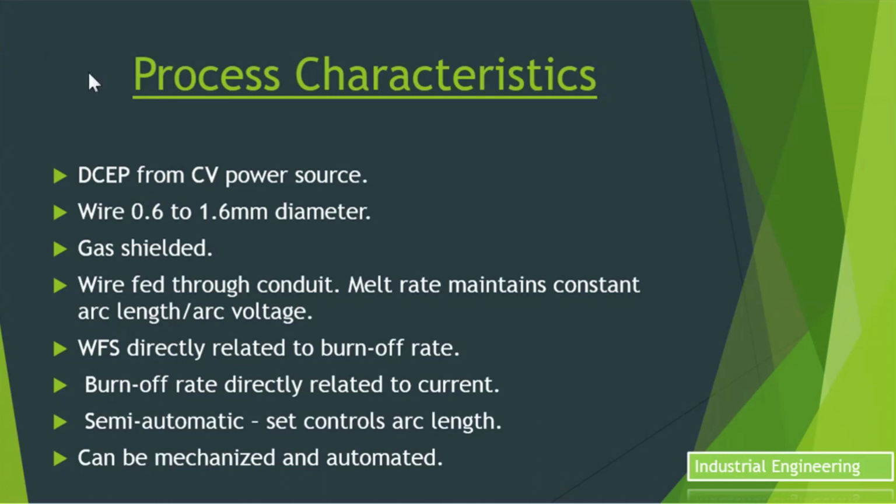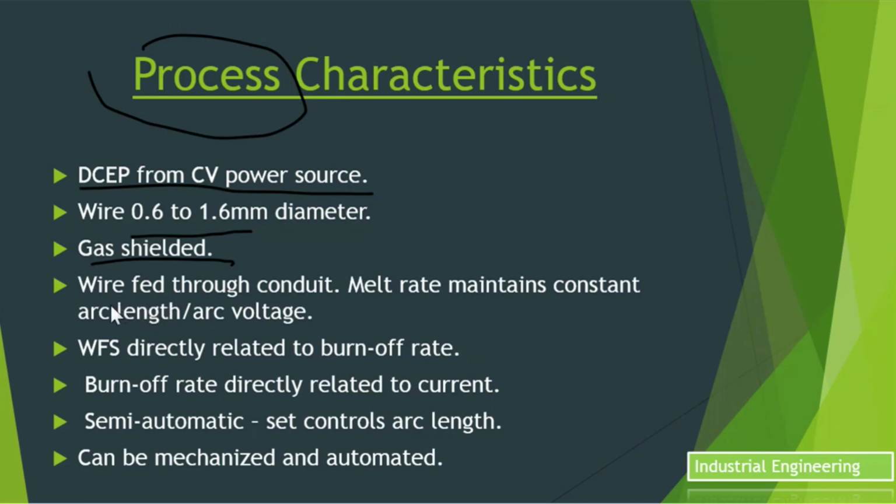The characteristics of the MIG welding process are DCEP from a constant voltage power source. So why are we using DCEP polarity, not DCEN polarity? Because DCEP polarity is used as we require more heat input on the electrode to melt the wire electrode, and our power source should provide constant voltage. The electrode wire used has a diameter ranging from 0.6 to 1.6. The shielding gas is used to protect the molten pool from atmospheric gases.